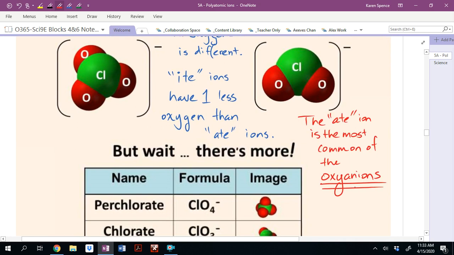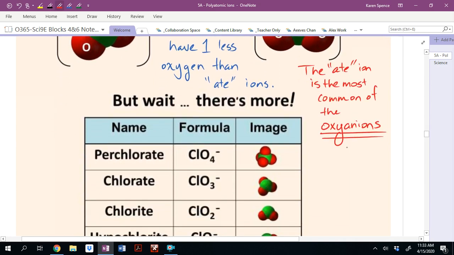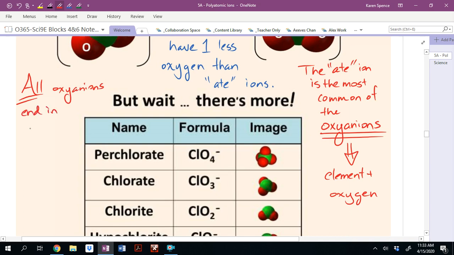And what is an oxy anion? An oxy anion is one which has an element plus oxygen. And all your oxy anions are going to end in ate or ite. All oxy anions end in ate or ite.